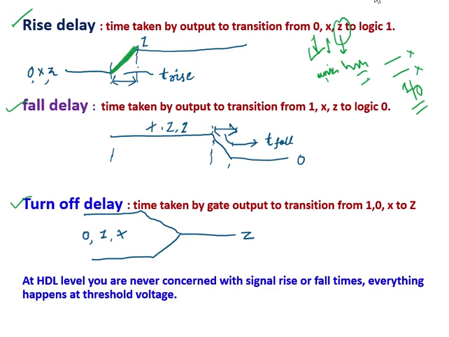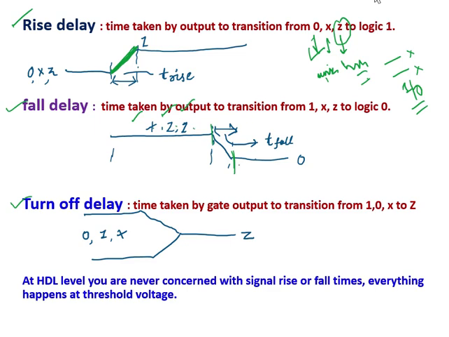And what is fall delay? Fall delay is the time taken by the output to transition from 1, X, or Z to logic 0. If your output is at X, logic high, or high impedance, and there is a transition to 0 from any of these states, then the time taken by your output to fall from 1, X, or Z to 0 is called fall delay.